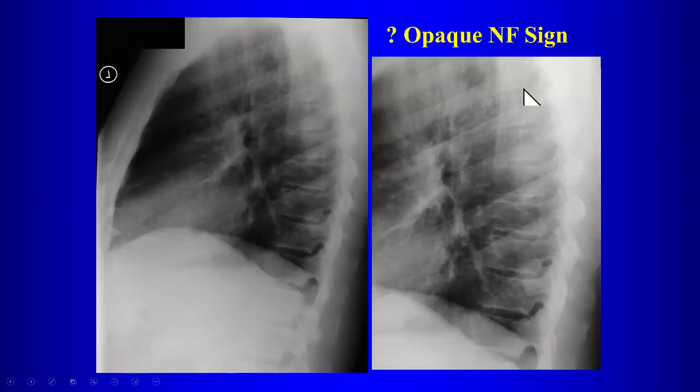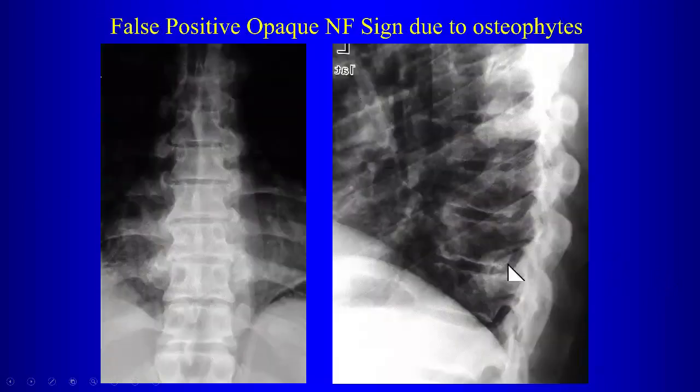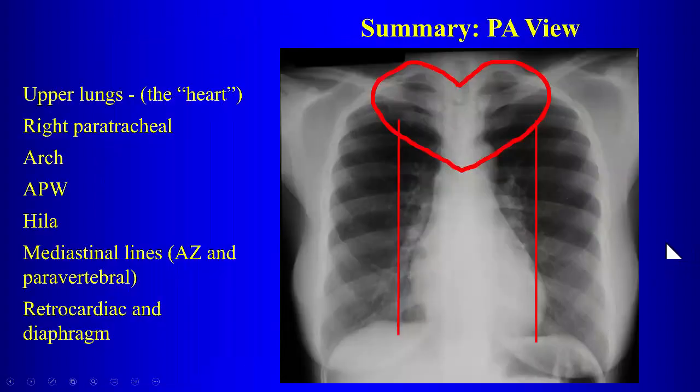So I call that the opaque neural foramina sign. You have to be careful because sometimes if a patient has degenerative disease, you can have osteophytes that will also project over the neural foramina. Usually you can tell they're osteophytes on the frontal view. The patient might have some osteophytes that you can see. So osteophytes can also project over that. So you have to make sure that you're not mistaking osteophytes for lung nodules. So you have to be careful about that too.